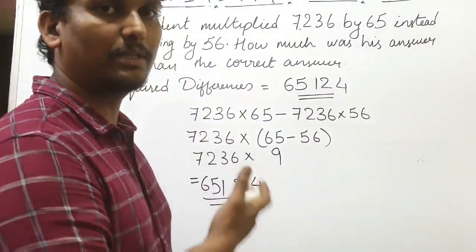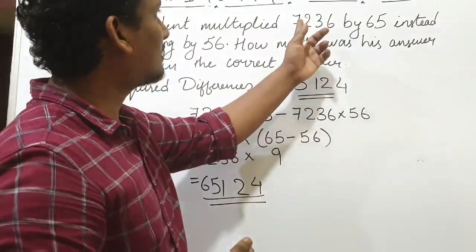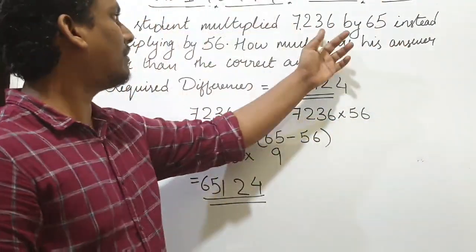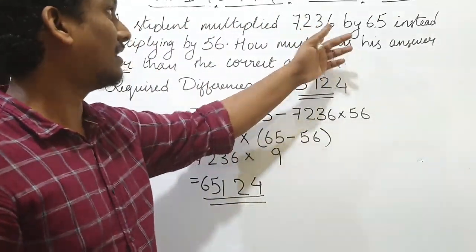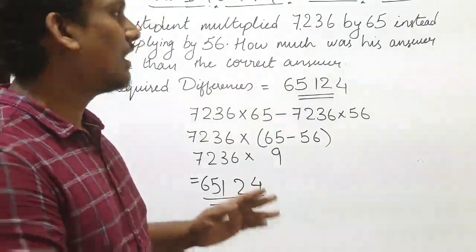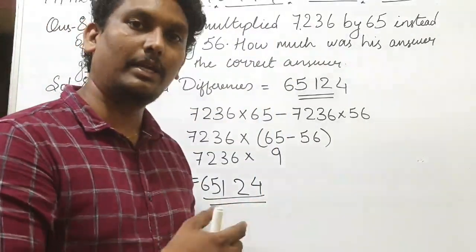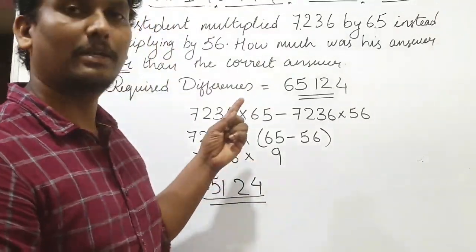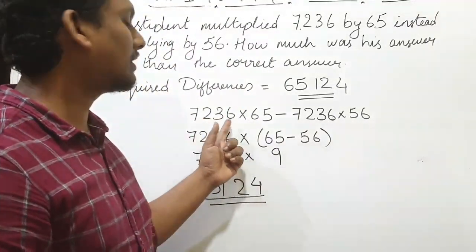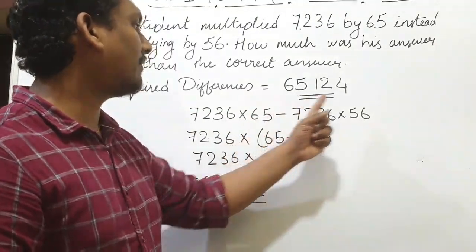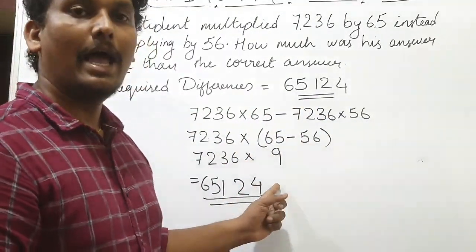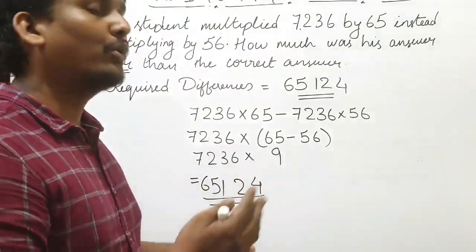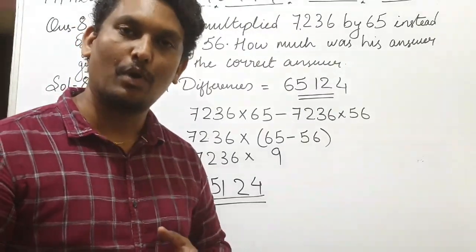And if you are not comfortable with this method, you can multiply 7,236 by 65, again the same number 7,236 you multiply by 56, find out the answers, then do the subtraction. Here, instead of doing that, I have taken this 7236 common and subtracted 65 and 56. I got 9, and this 9 I have multiplied with 7,236. In both cases you will get the same answer. Hope it is clear.